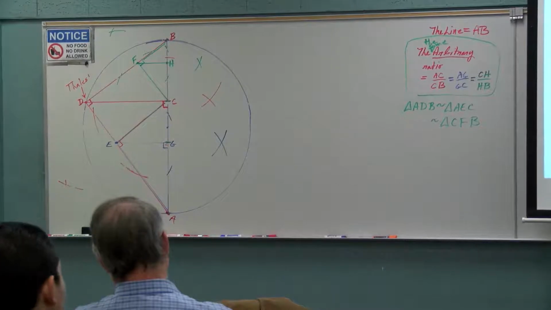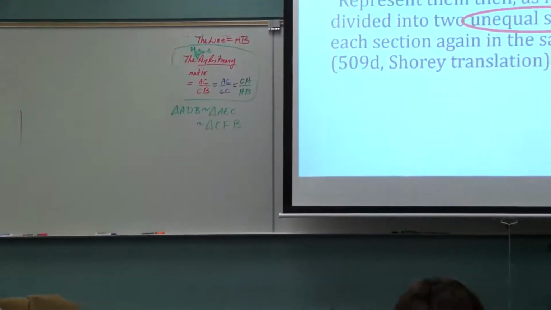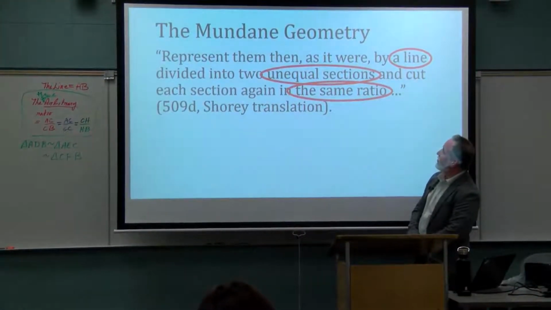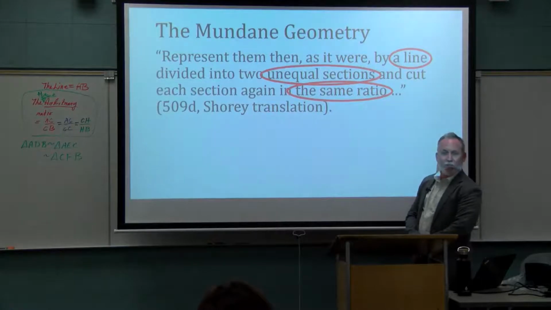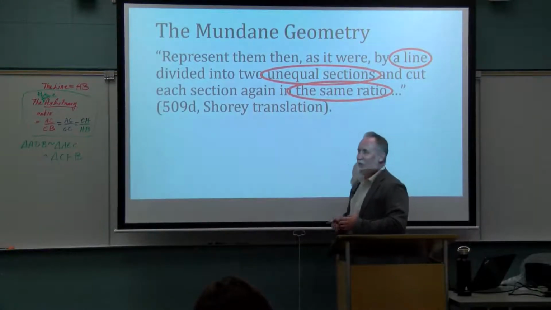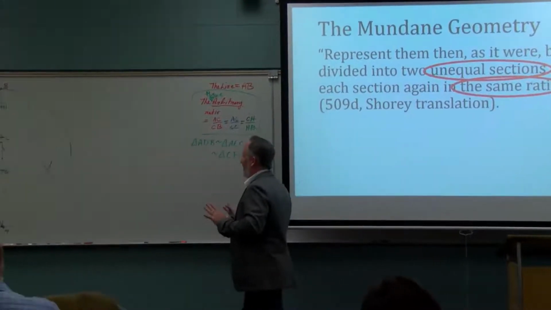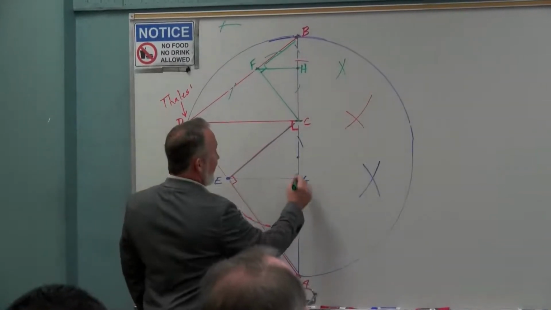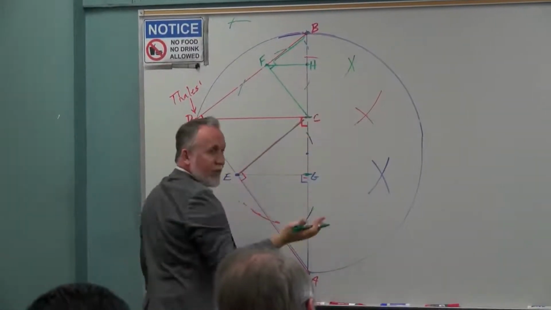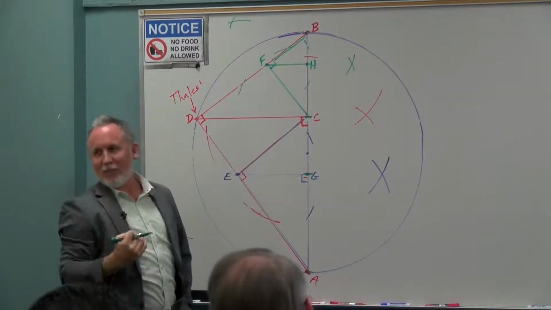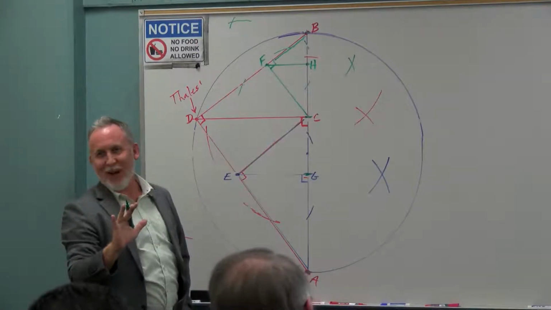So we have a line. We cut it into two unequal sections, and we cut each of those sections again into the same ratio. And this is all the geometry there is in the divided line analogy. So there's no more geometry given, and we've done it. So here we have the line divided, and we have these 1, 2, 3, 4 segments. Does everybody see that? Are you with me? This isn't too bad, right?